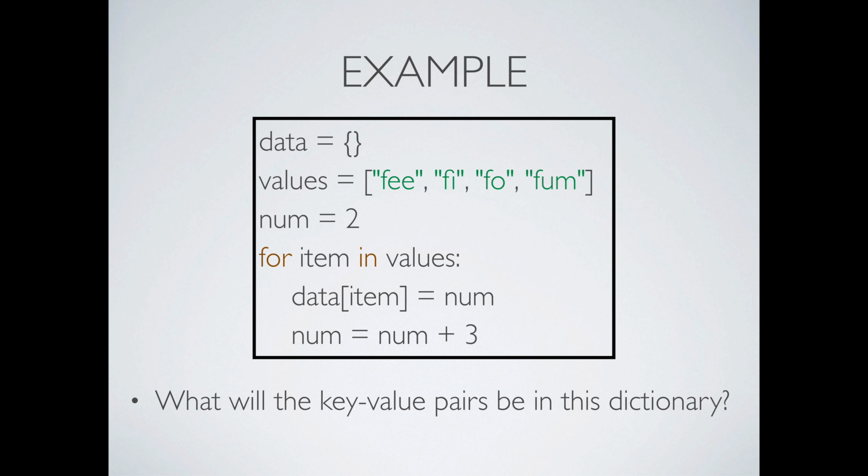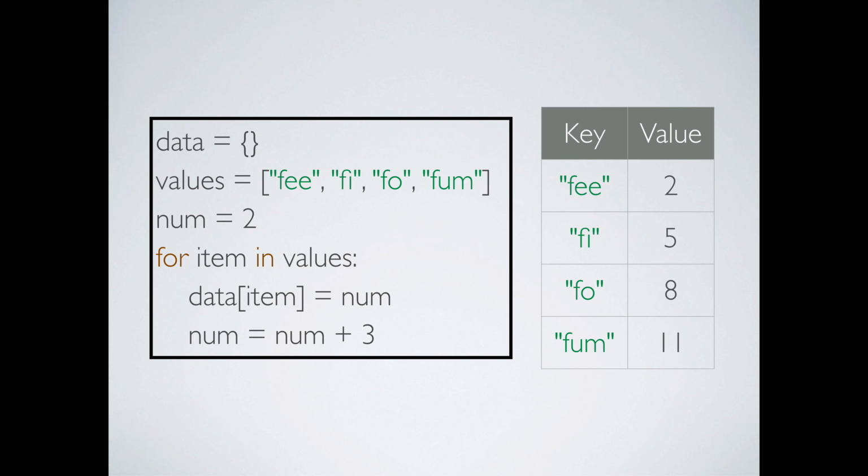If you want to see that for yourself, you can go ahead and run this code, and at the very end, just print out data. Just print out that dictionary for you. So again, fee is the key. It'll be mapped to 2. Phi will be mapped to 5. Fo will be mapped to 8. Fum will be mapped to 11. Do let me know if you have any questions about this.